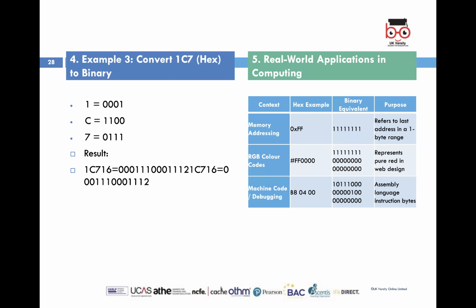And machine code slash debugging. B80400 is a hex example. And a binary equivalent, you guys can have a look at it. I don't think I need to read it. And the purpose is assembly language instruction bytes.